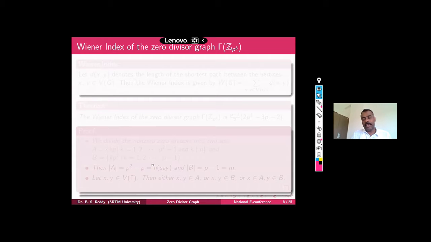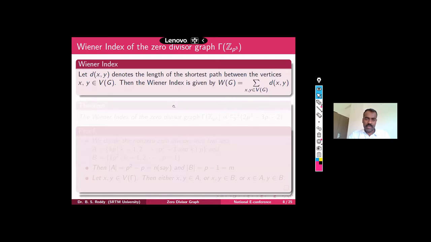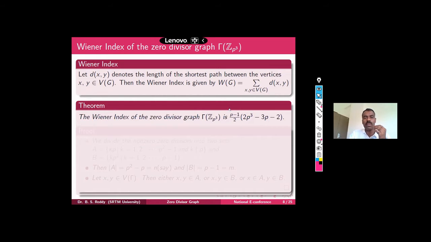Fine. Now we come to the Wiener index. Many might already know the definition of the Wiener index of a graph. If you denote d(x, y) as the length of the shortest path between the vertices x and y, then the Wiener index is nothing but the sum of all possible distances between the vertices. So the summation of d(x, y), where x and y are any two vertices.